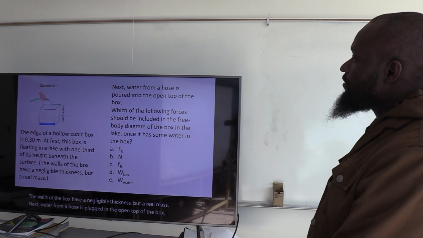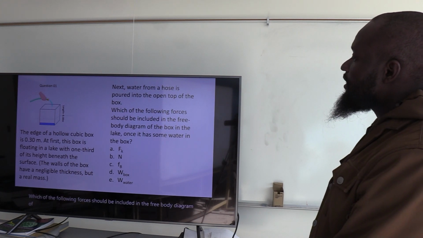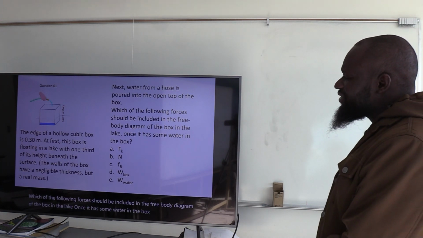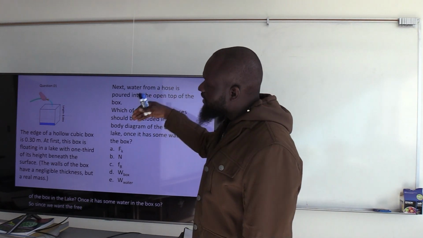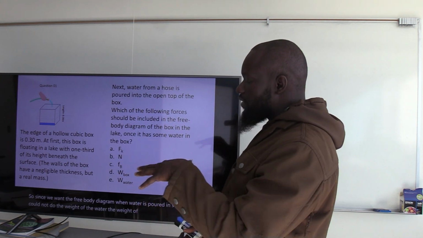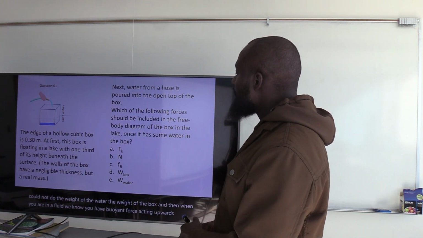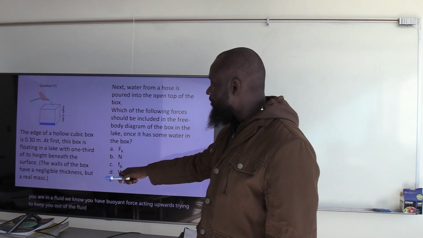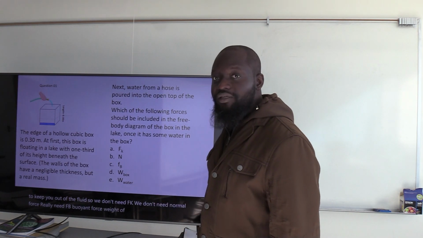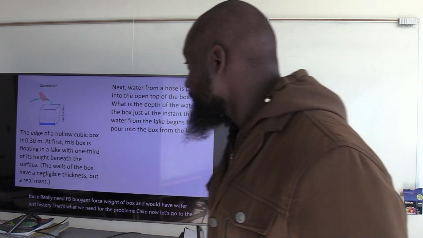Which of the following forces should be included in the free body diagram of the box in the lake once it has some water in the box? Since we want the free body diagram when water is poured in, we include the weight of the water, the weight of the box, and when you're in a fluid, the buoyant force acting upwards, trying to keep you out of the fluid. So we don't need Fk, we don't need normal force, we only need Fb, buoyant force, weight of box, and weight of water. Just these three. Okay, now let's go to the main problem and solve it.